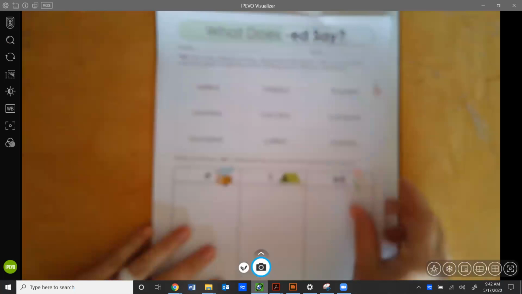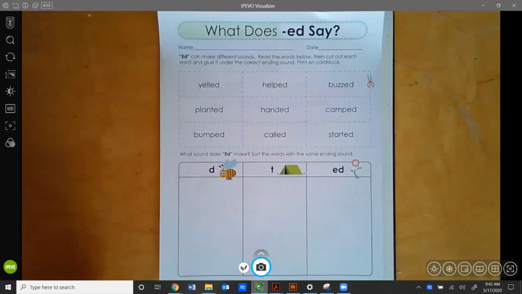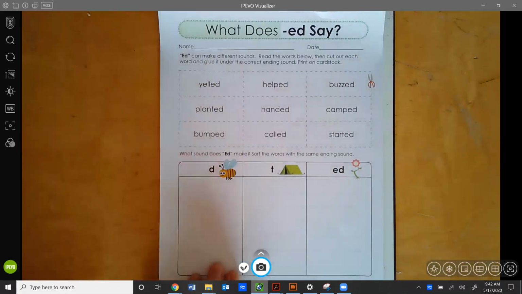Okay, so here's the first page. It says, what does ED say? The directions say, Ed can make different sounds. Read the words below, then cut out each word and glue it under the correct ending sound. Print on cardstock. First of all, you don't need to print this. Second of all, it doesn't need to be on cardstock. Cardstock is just really thick paper. I did not print mine on that. This is pretty thin paper.